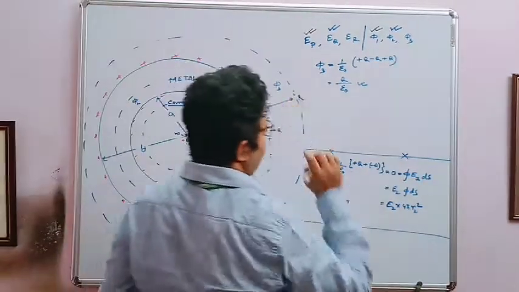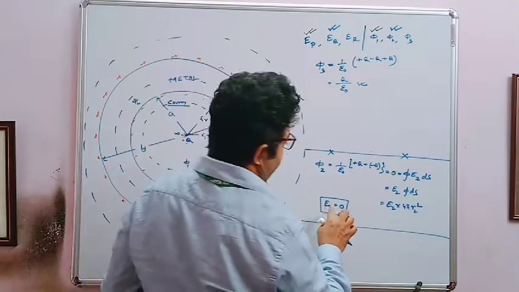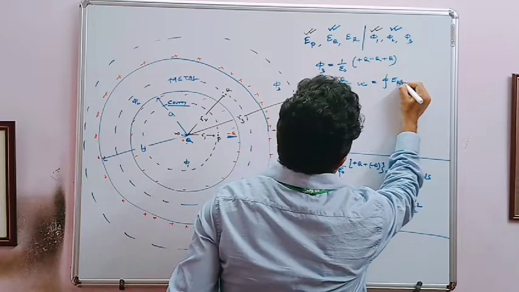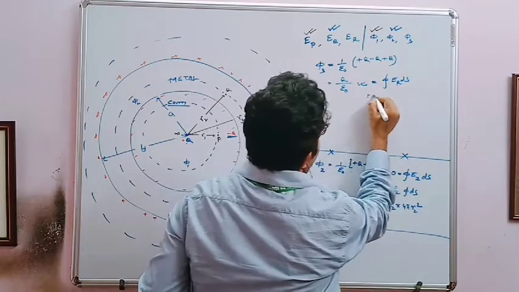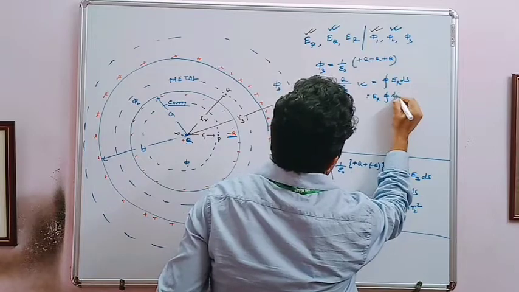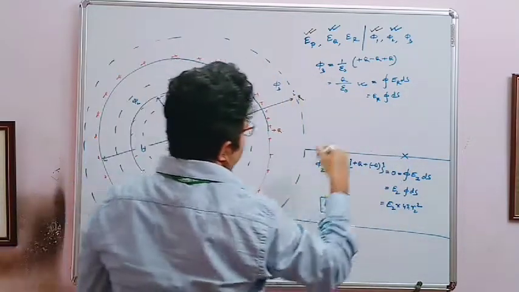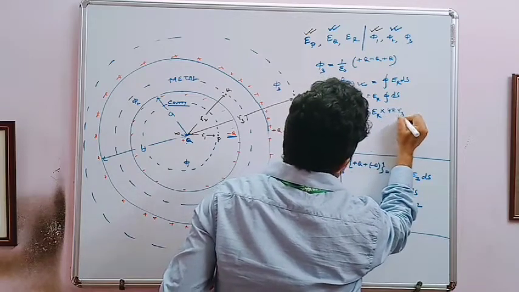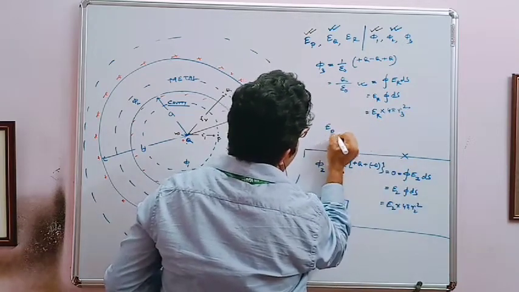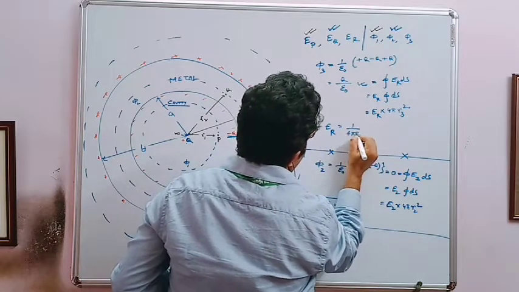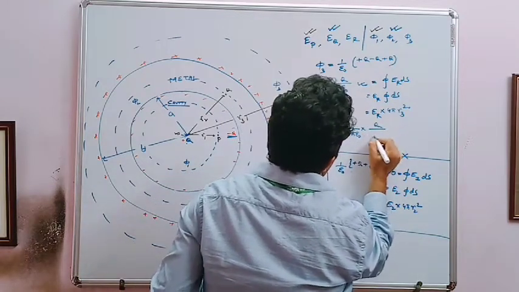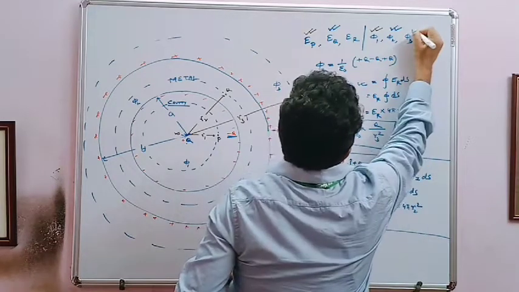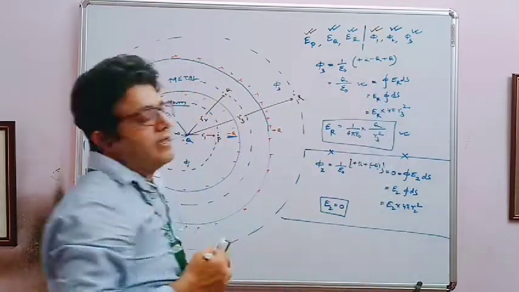And what is the electric field at point R? Integration of electric field at R into ds, the angle is 0 degrees. So electric field at R into integration of ds, the surface area of a spherical surface. So ER into 4 pi R3 square. So the electric field at R is 1 by 4 pi epsilon naught Q by R3 square. So now you have found the flux as well as the electric field.